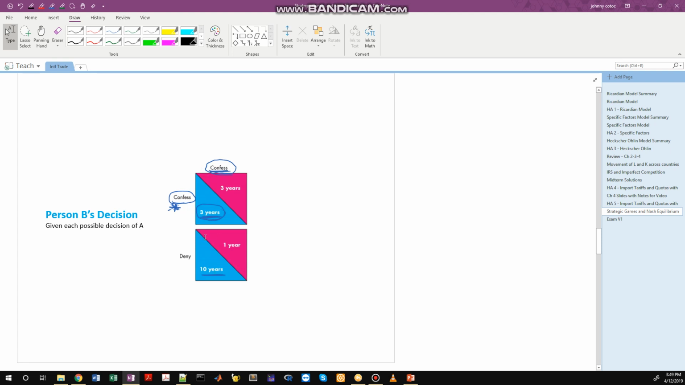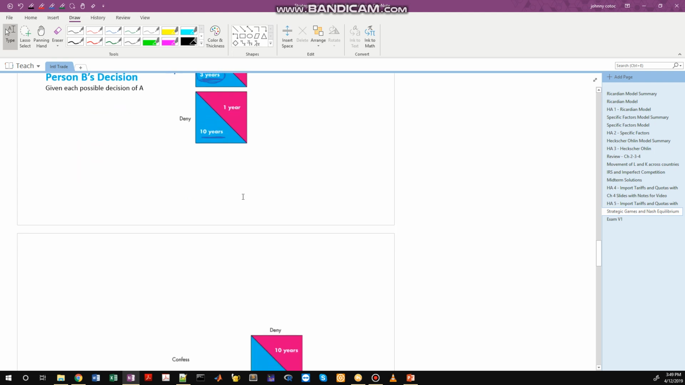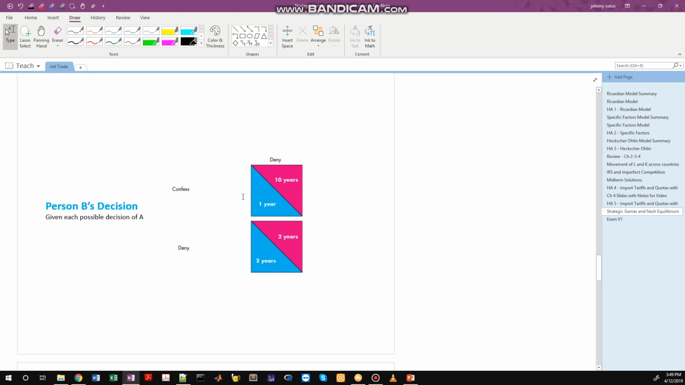So we look at these two columns and we compare the two payoffs. We look at this one column and we compare the two different payoffs for person B. Then we look at person B's decision on what happens if the other person denies. And if the other person denies, we compare now the payoffs if I also deny or if I confess. And it looks like in this case, again, 1 is less than 2. So once again, the best choice is to confess. So overall, we see that B confesses no matter what the other person does.